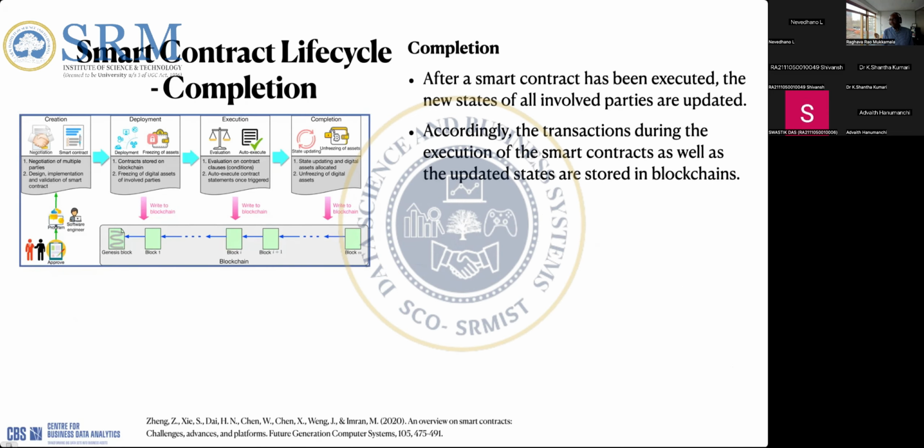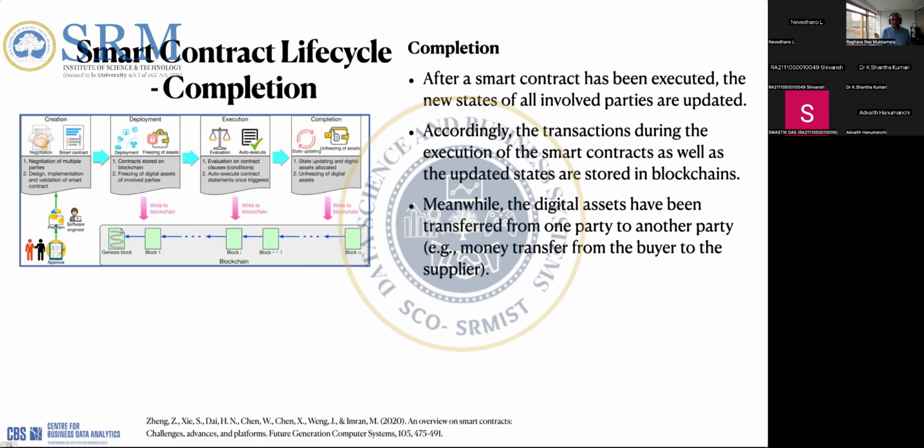So what happens in the case of completion stage? After the smart contract has been executed, the new states involved in the parties are updated. So that means, let's imagine that the t-shirt has been shipped perfectly and received by the buyer, and he confirms that the order is fulfilled. Then let's say that the contract is executed and all the money and everything will be transferred automatically, right? Depending upon how we write the contract and things like that.